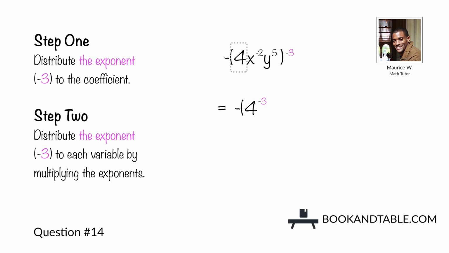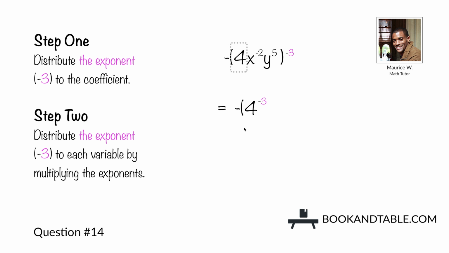Step 1. Distribute the exponent -3 to the coefficient 4. This negative is on the outside. It's not on the inside of the parentheses, so the exponent does not apply to the negative. So we have 4 to a power of -3 here. We'll leave this like that for a second.